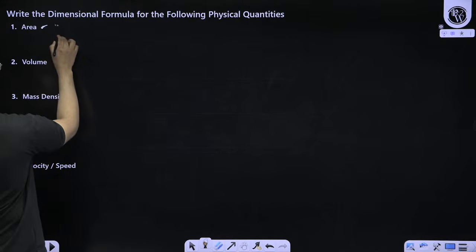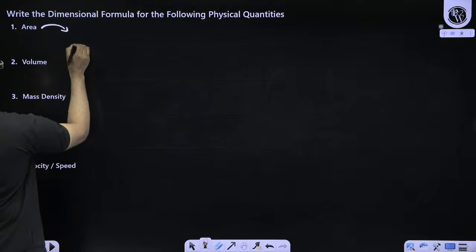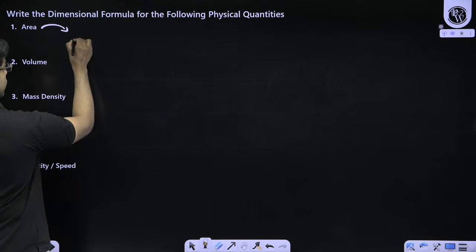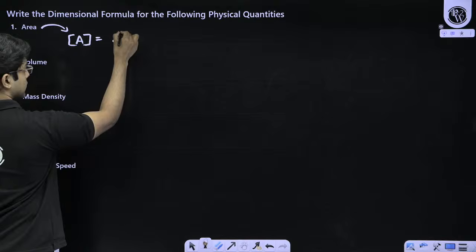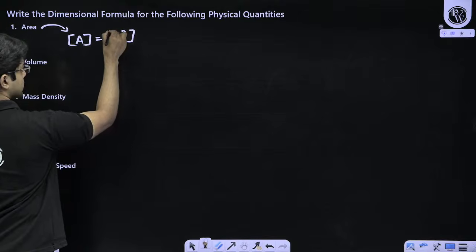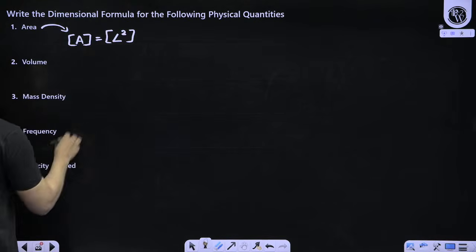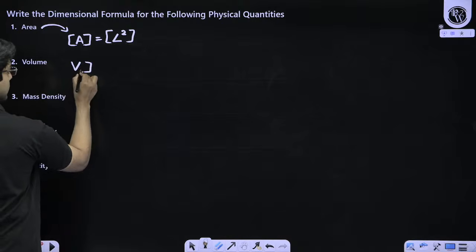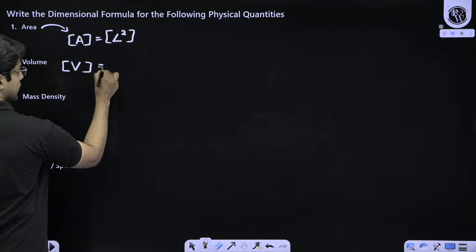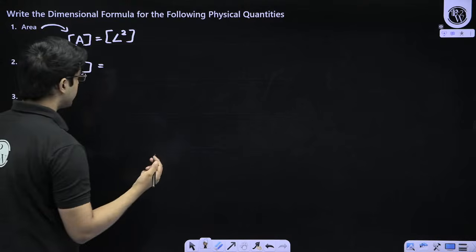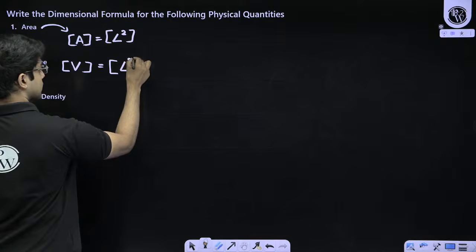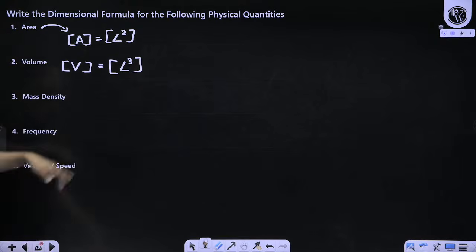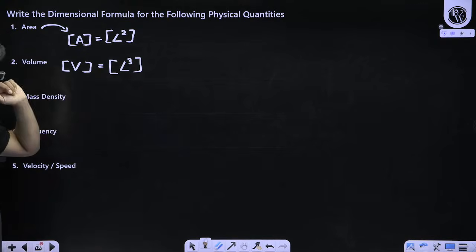So area, we saw that it was length into length, right? So length square. So the dimension of area, it is easy. It is going to be L square. And just put it in a bracket. This is the dimension of area. What about volume? Volume's dimension. Volume is a length cube type of measurement. So this guy's dimension is L cube. Okay. Length, you will write it as L.